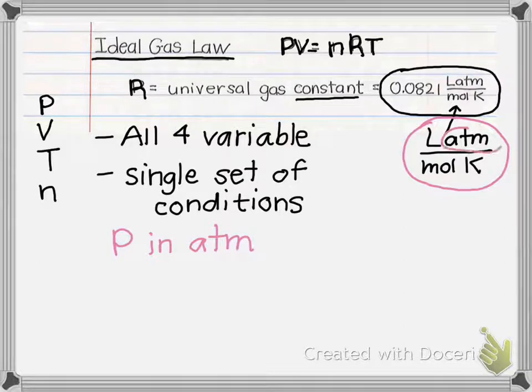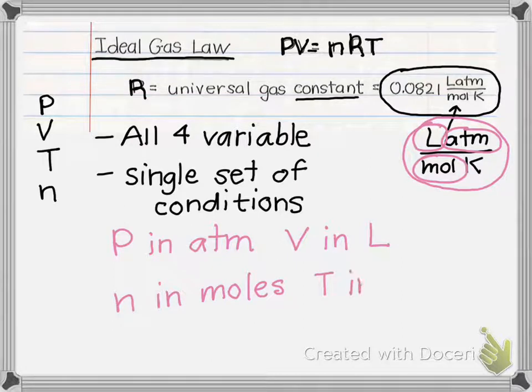V is going to have to be in liters. The amount is in moles. And the temperature is in Kelvin. So just to say it again, when you're doing the ideal gas law, you'll need to make sure that the units that you're using to plug in for the pressure, volume, temperature, and amount match the units for the gas constant. So let's go ahead and try a few problems.